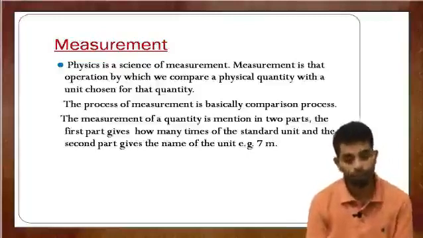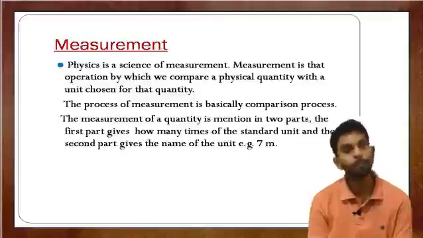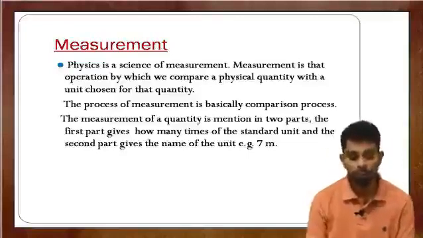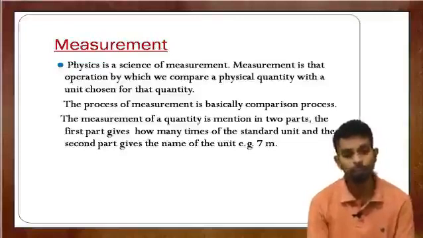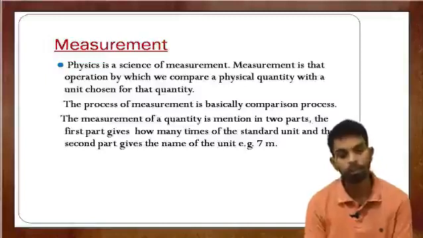The first part gives how many times of the standard unit, and the second part gives the name of the unit. For example, say the length of the room is 7 meter. It means 7 is the number and m is the meter. So it means it's 7 times of 1 meter.